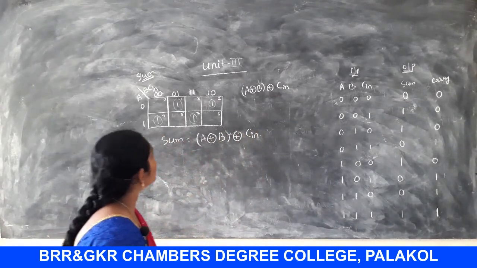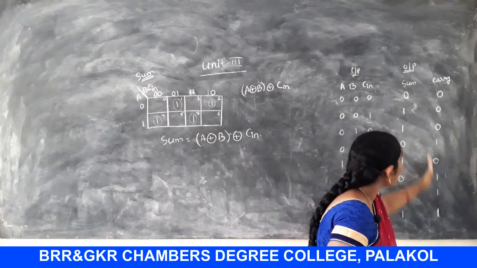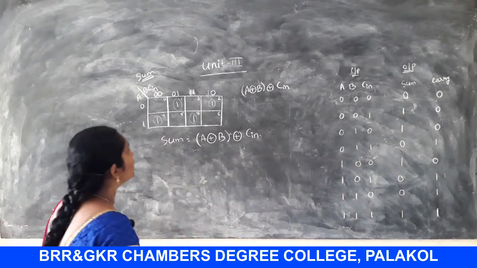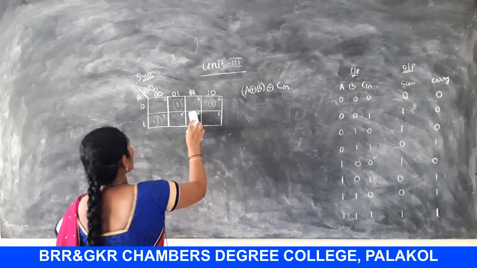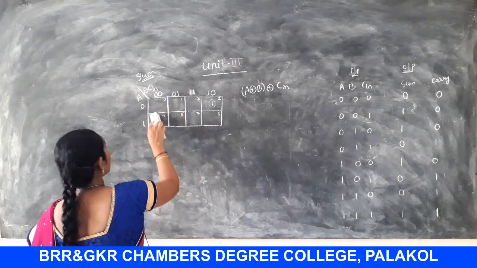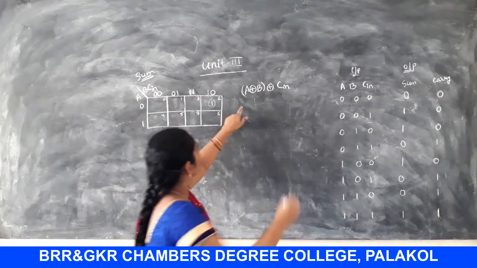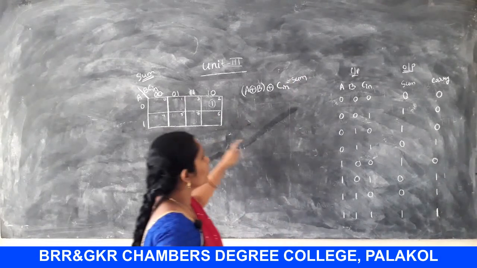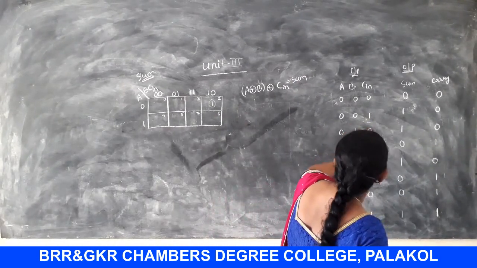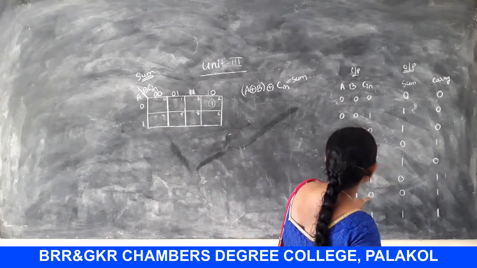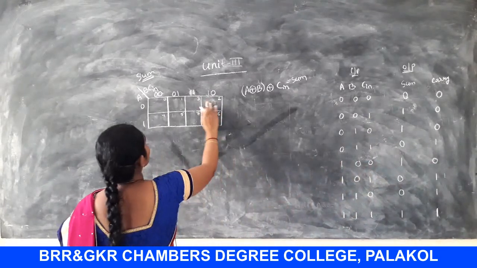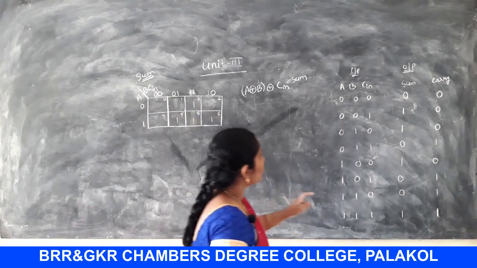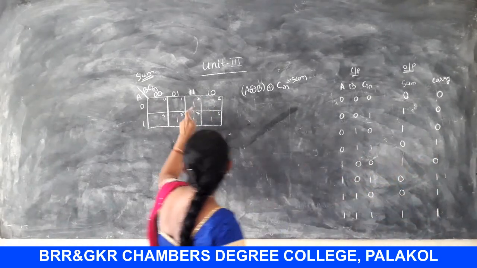Okay. So next we have to find out the carry here. This is the sum expression. You have to calculate the carry. Where it will be 1: this is the 1, 2, 3, next is 5, 6, 7. So 3, 5, 6 and 7. Okay.